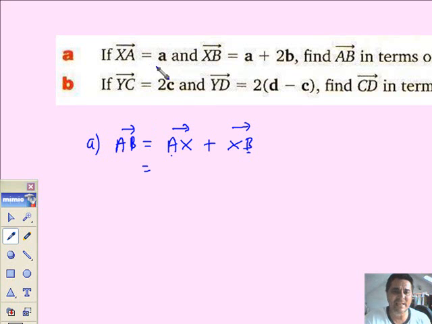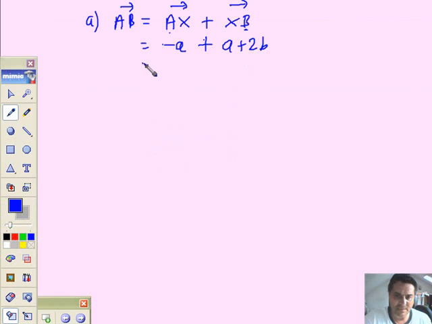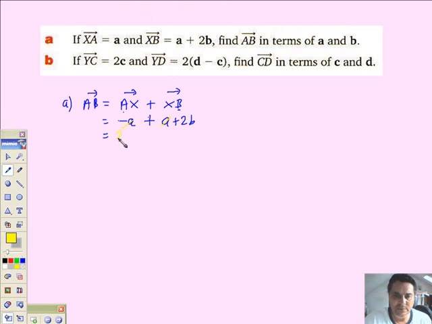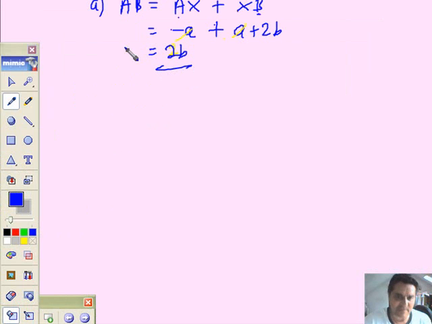Well, AX is going to be the negative version of vector XA. In other words, minus A plus XB. Well, that's straightforward because it's just A plus 2B. Simplifying, minus A plus A, well, that cancels nicely. You don't have any A's. That leaves us with just 2B. So answer 2. Oops, back to blue, I think. That gives us 2B. So A to B is 2 little b's.